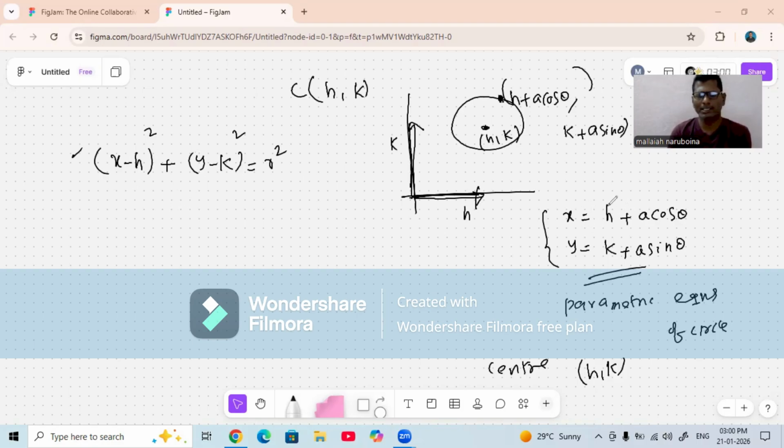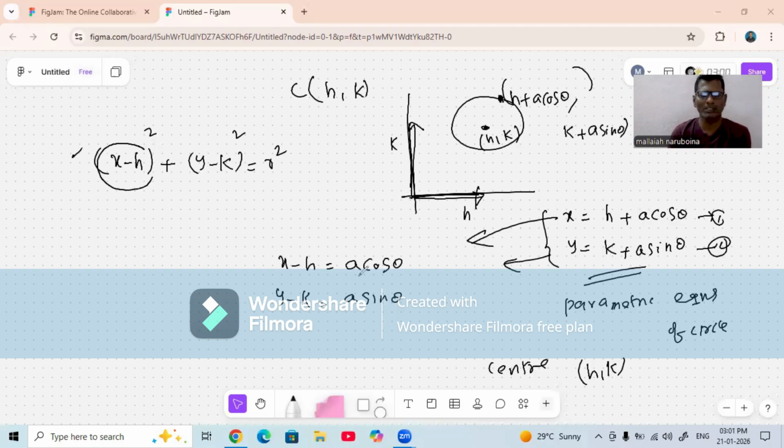Here, see x − h. From this equation we get x − h = a cos θ. From this, y − k = a sin θ. From these two equations, equation 1 and equation 2, we get x − h = a cos θ and y − k = a sin θ. That means in the place of x − h you can write a cos θ, and in the place of y − k you can write a sin θ.